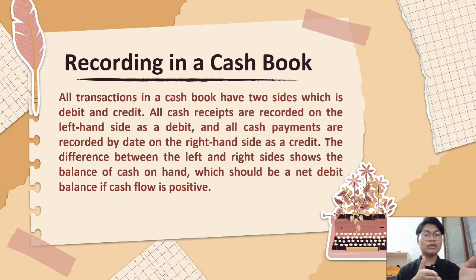How to record a transaction into a cash book. All transactions in the cash book have two sides, which are debit and credit. All cash receipts are recorded on the left-hand side as a debit, and all cash payments are recorded by date on the right-hand side as a credit. The difference between the left and right side shows the balance of cash on hand, which is a net debit balance if the cash flow is positive.